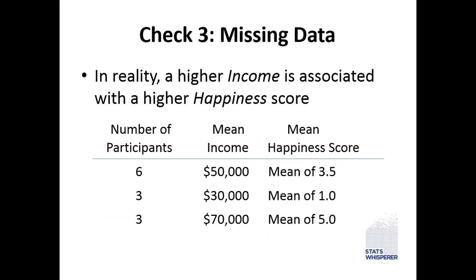Okay, so if we break that down, what do we have? We have 6 study participants that have a mean income of 50,000 and a happiness score right around the middle of that 1 to 5 distribution, 3.5. We have 3 study participants that have a mean income of 30,000, which is lower than the 50,000, and their mean happiness scores are also lower. They're 1.0. So the low income has a low happiness score. The middle income has a middle happiness score. And then the last 3 study participants have a mean income of $70,000, which is significantly higher than the mean, and their mean happiness score is also significantly higher, 5.0. So we can see a pattern here where higher income equals higher happiness scores, lower income equals lower happiness scores, and middle income equals middle happiness scores.